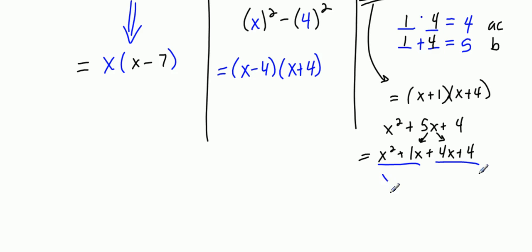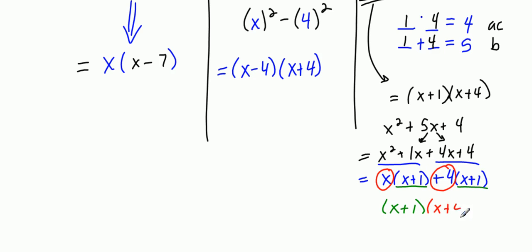Now these first two have a common factor of x, leaving an x plus 1 behind. These next two have a common factor of 4, leaving an x plus 1 behind. Okay. When you look at this now, there's a common factor of x plus 1, which we're going to factor out, and then what's left behind is this x and this plus 4. Okay. Same answer, right? A little bit more work.